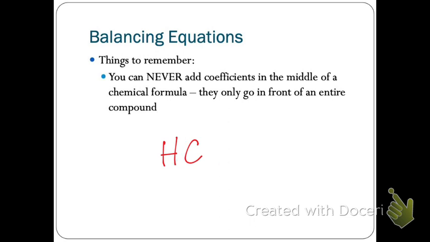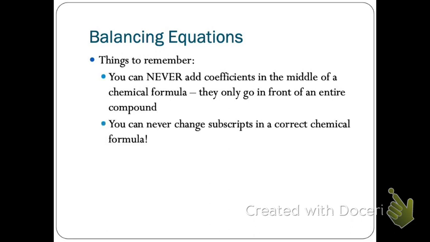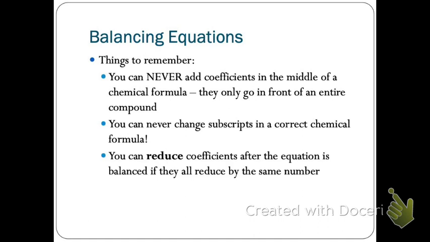I also cannot add a subscript. I can't change the formula. So I never change subscripts in a correct chemical formula. So if my formula is HCl, and like I said, I needed 2 chlorines, I can't just make it HCl2. That doesn't work, right? The only place that I can add something is in the front. And so now that changes both my hydrogens and my chlorines. Okay? We write out our final formula.